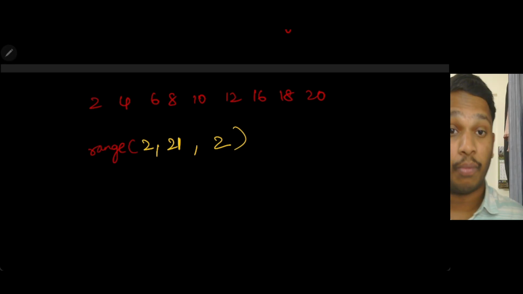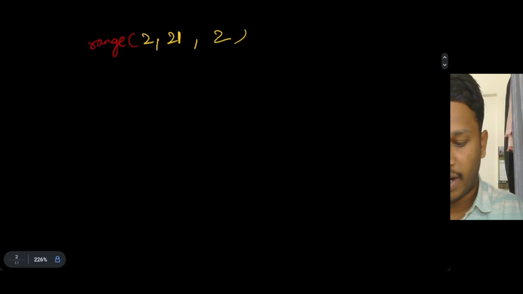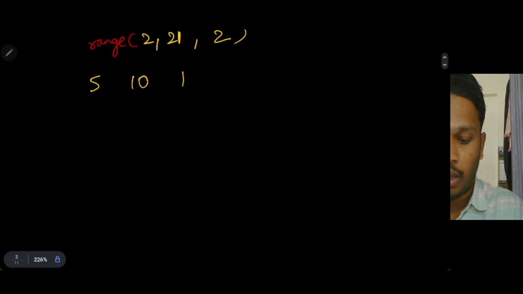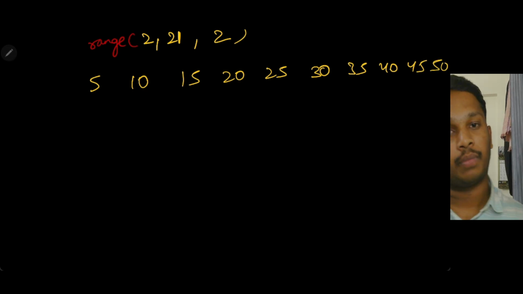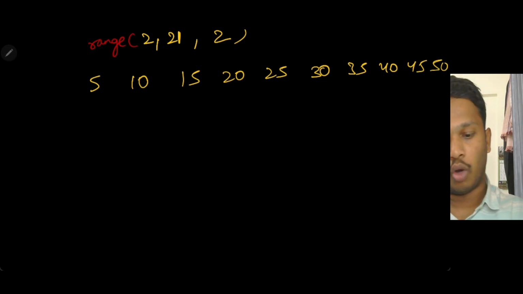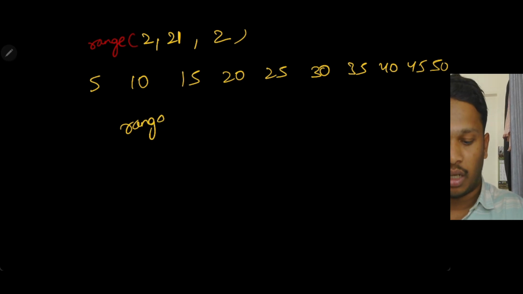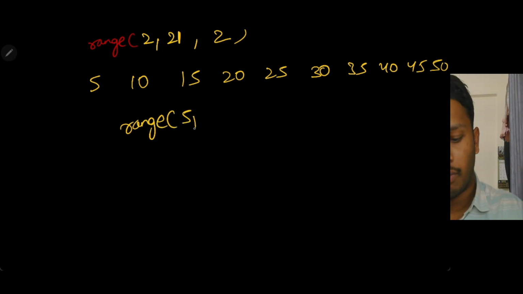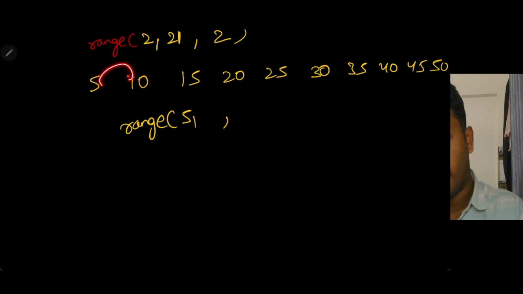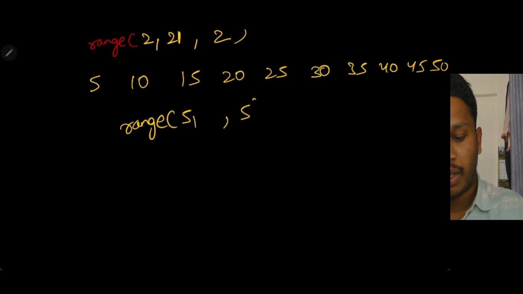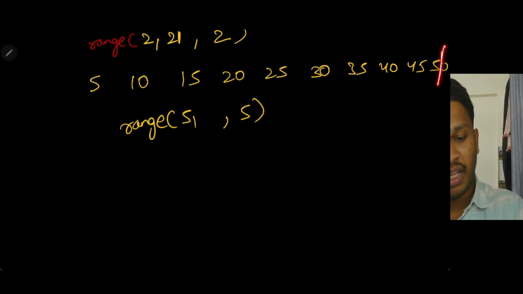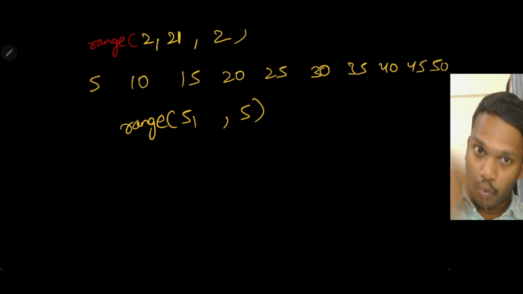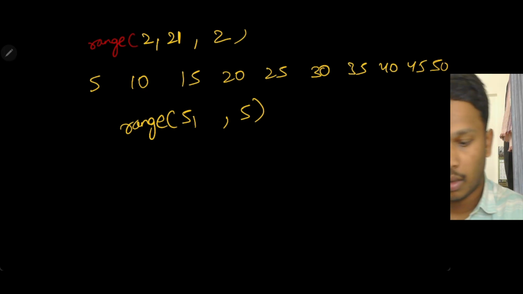If I want the 5 table, how to do the 5 table? 5, 10, 15, 20, 25, 30, 35, 40, 45, 50. This is the 5 table. Now, how to write this? Range. What is the starting number? 5. What is the step? 5 plus 5 is equal to 10. So the step is 5. What is the ending number? 50. Do you want 50 or not? I want 50, so I am adding one extra.